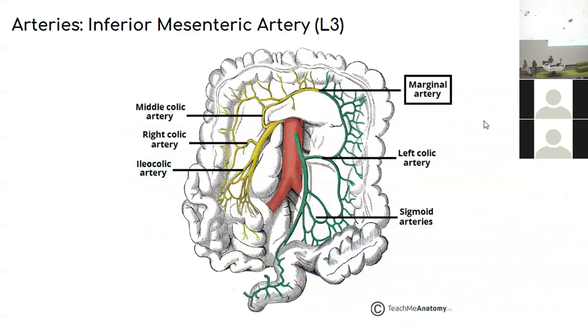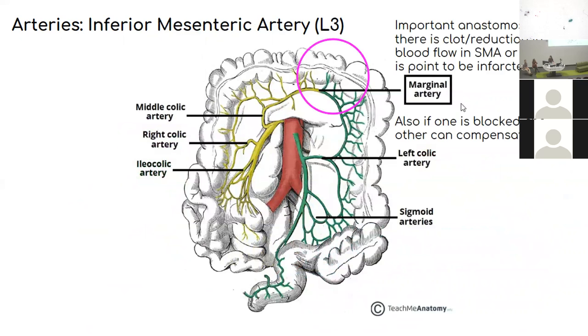This one has got some important points. Coming out at L3, there's the marginal artery, the connecting artery between the superior mesenteric and the inferior mesenteric arteries. This point is going to be two-thirds along the transverse colon. If you've got, say, a clot or a hypotension event, this will be the first point to be infarcted because it's the furthest away from the blood supply sources. As well, if one of the, say, superior or inferior mesenteric arteries is infarcted, the marginal artery can give collateral blood supply. So that sometimes comes up in questions.